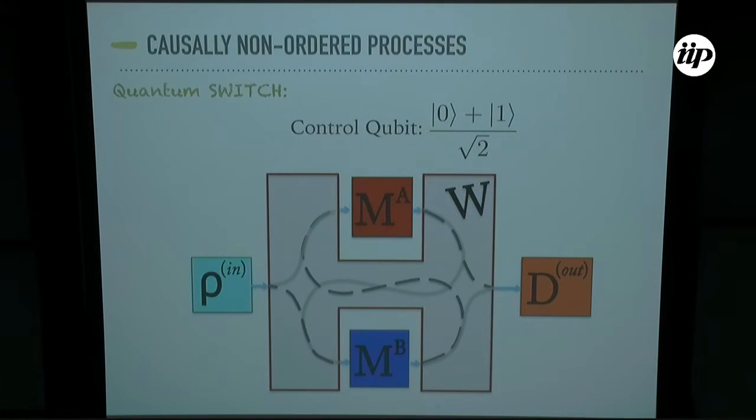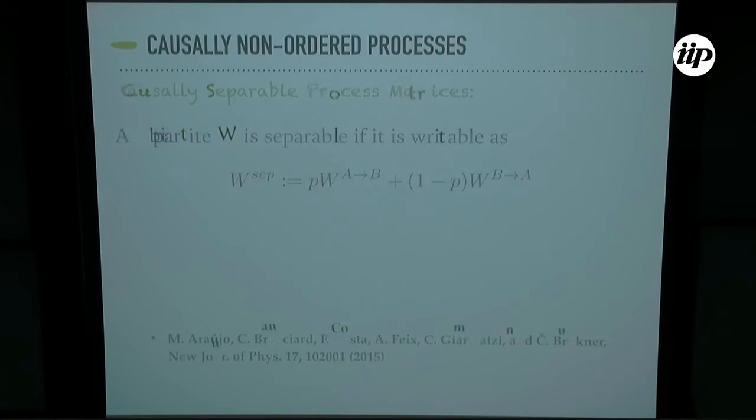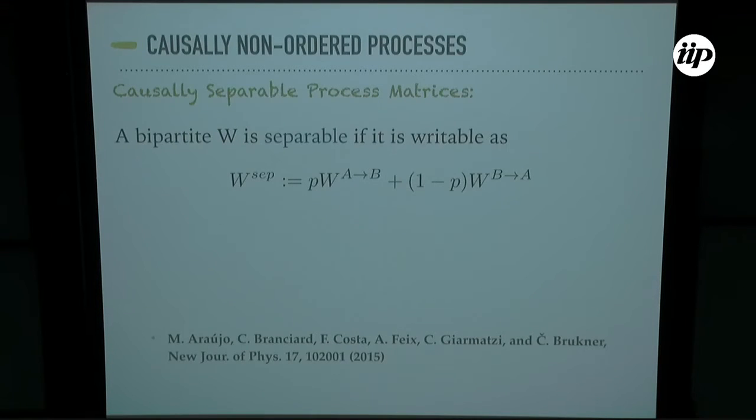Now, the aim of our experiment was to build a process that we believe is causally non-separable, to calculate a causal witness on it, and to demonstrate that it is actually causally non-separable. So first of all, what do I mean by causally separable and causally non-separable? A causally separable bipartite W that can be written in this form is representing a causally separable process matrix.